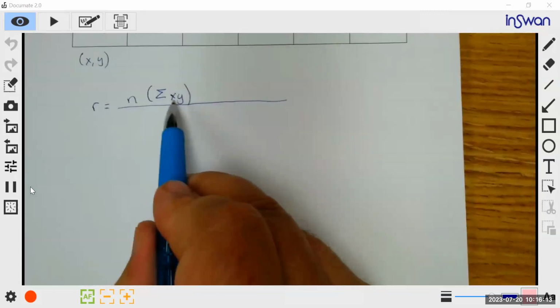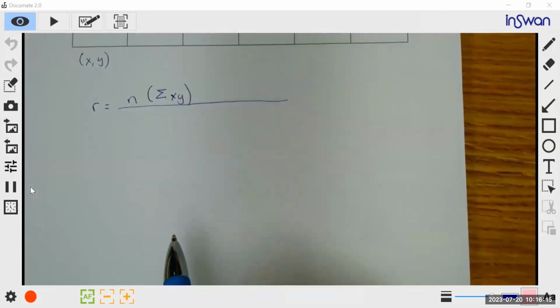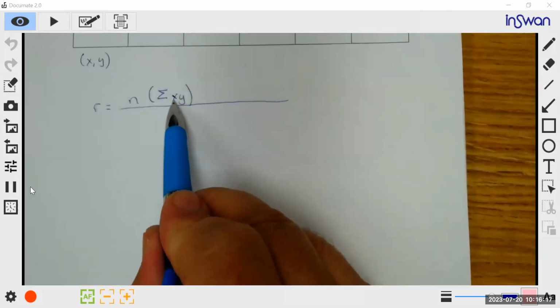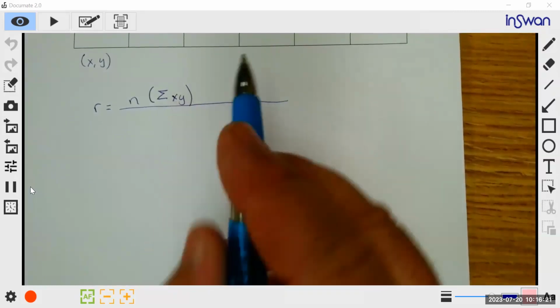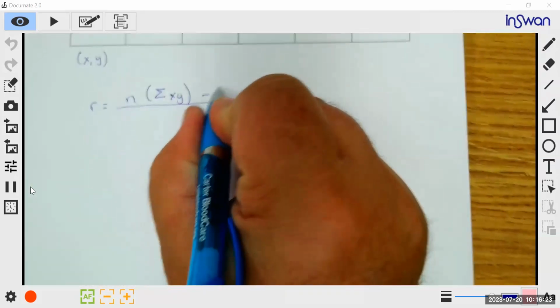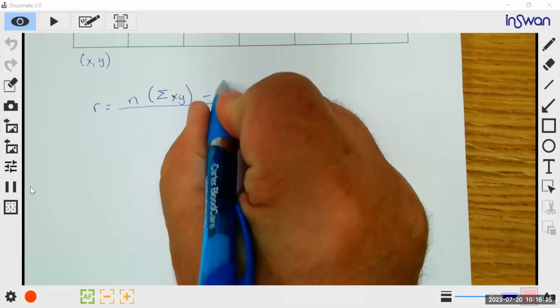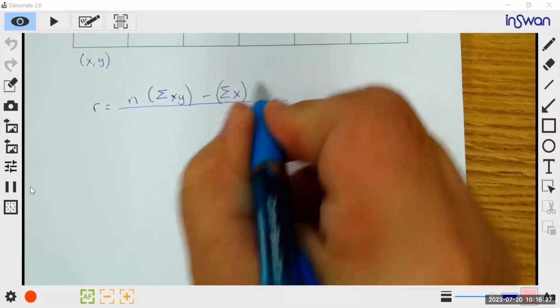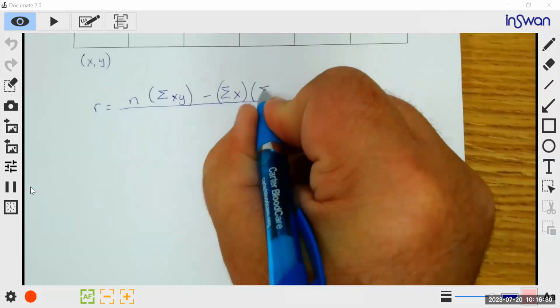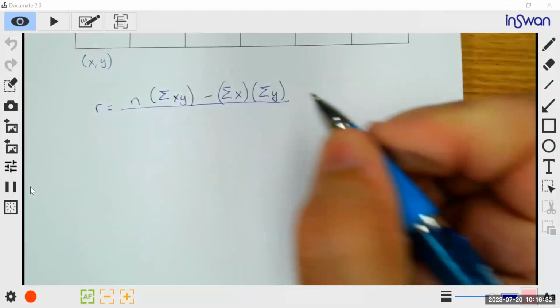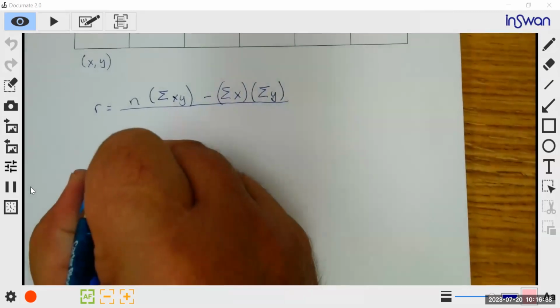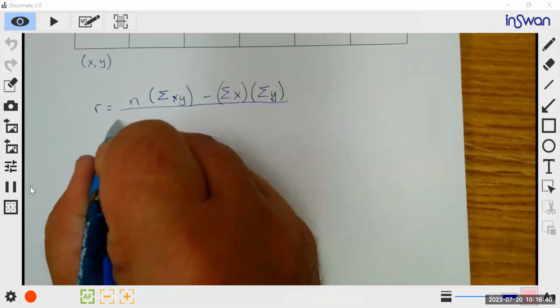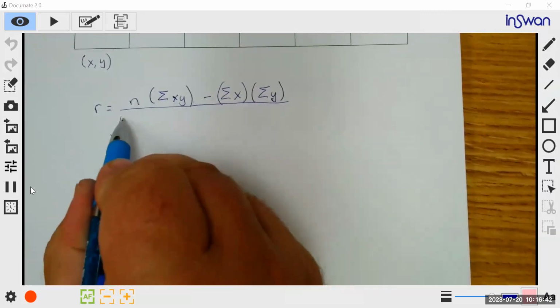So what do we do in this first one? What does it tell us to do there? Multiply x times y and then add all of them up. That's what it says. Then the summation of x times the summation of y. Is this a standard formula for this? Oh, this is the formula, yeah. There's only one formula.